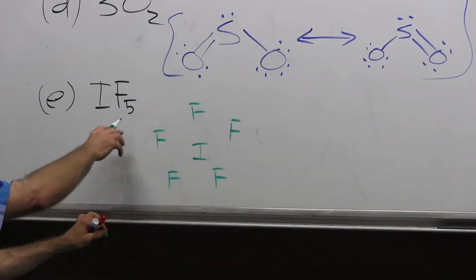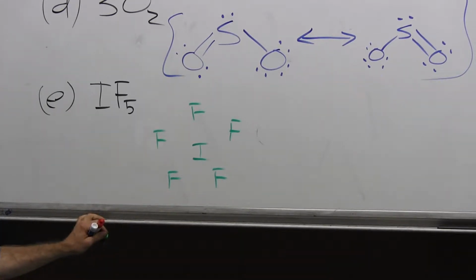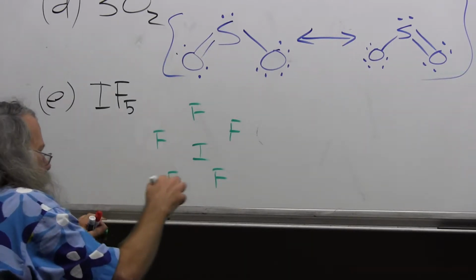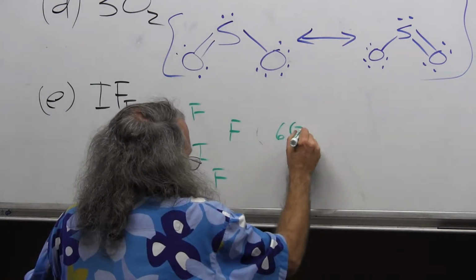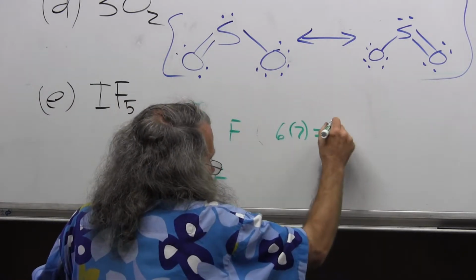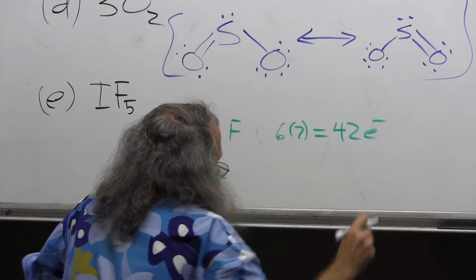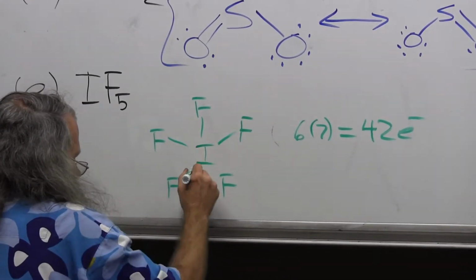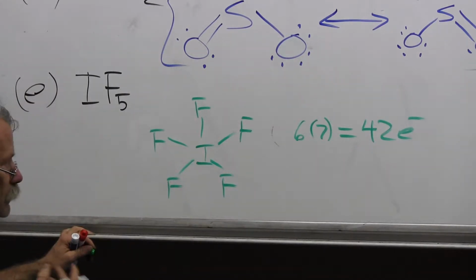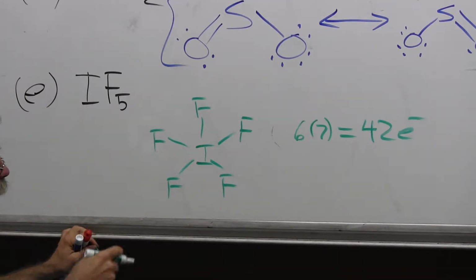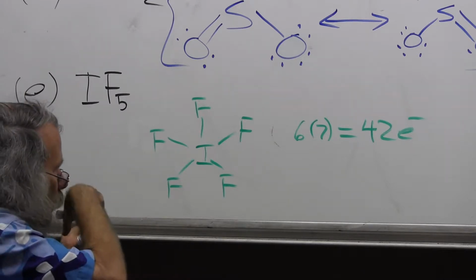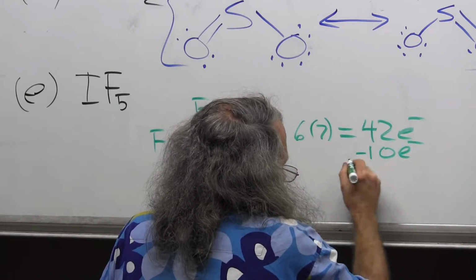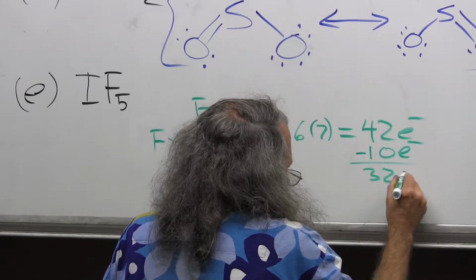Well, iodine and fluorine are halogens. They're group 7, so I have 5 plus 1, and I have 6 times 7 equals 42 electrons. And I will draw a line connecting the central atom to the outer atoms and deduct 2 electrons for each such bond or bonding pair. And that is minus 10 electrons gives me 32 electrons.